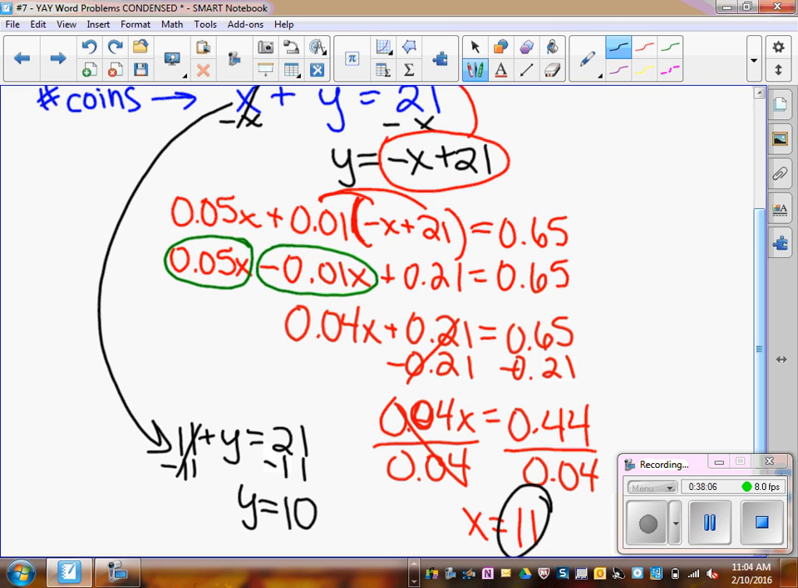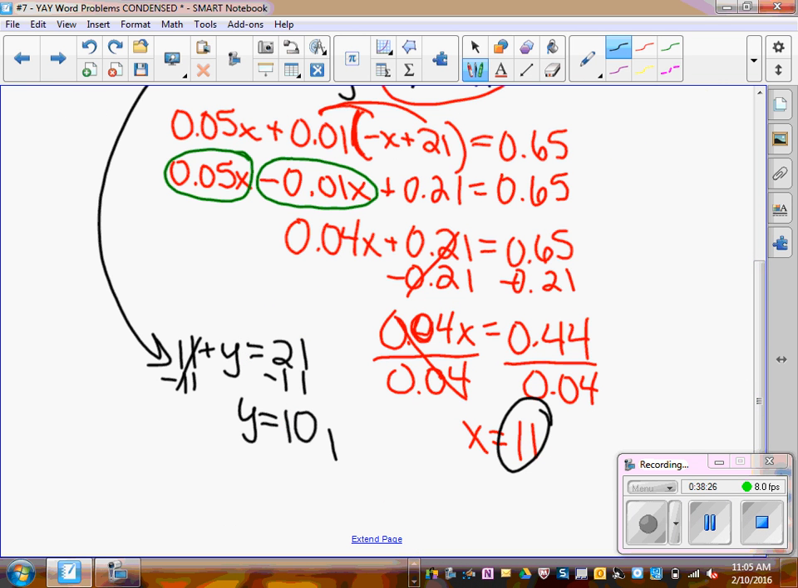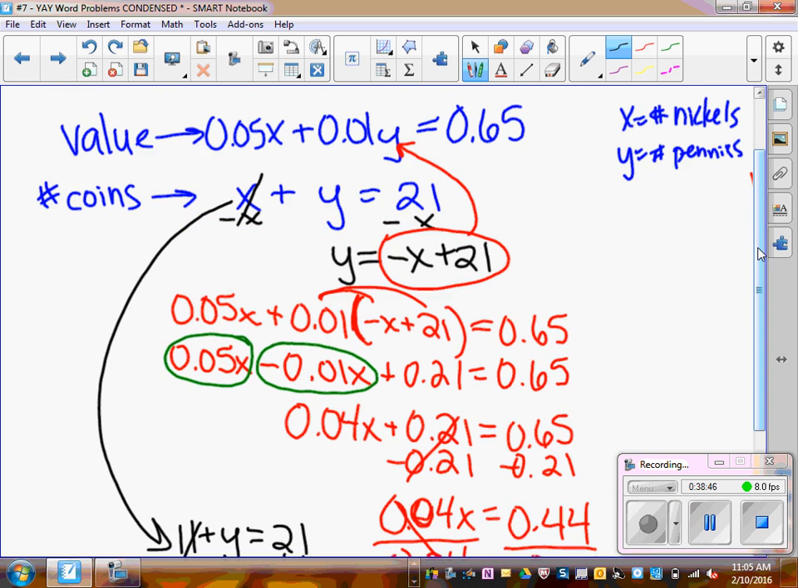Y is 10. Alright, now I don't want you stopping at just this for your answer because the question asks, how many of each coin do you have? So what was y? What did we say y was? 10 pennies, good. So we have 10 pennies and 11 nickels. So if I have 10 pennies, that's 10 cents, right? And 11 nickels, 55 cents, and 10 cents and 55 cents is 65 cents. That's what our first equation was, the values of those.